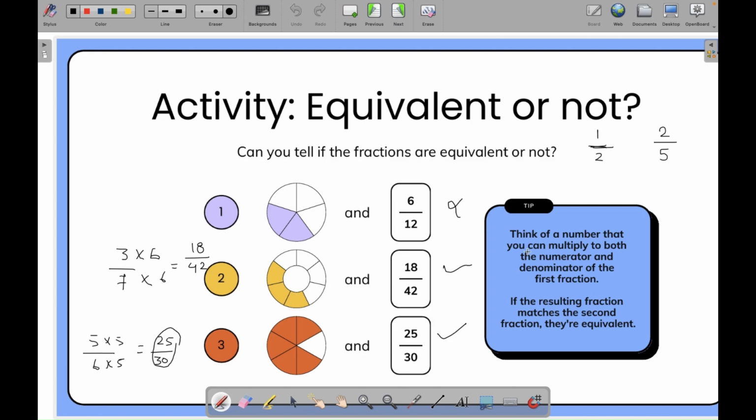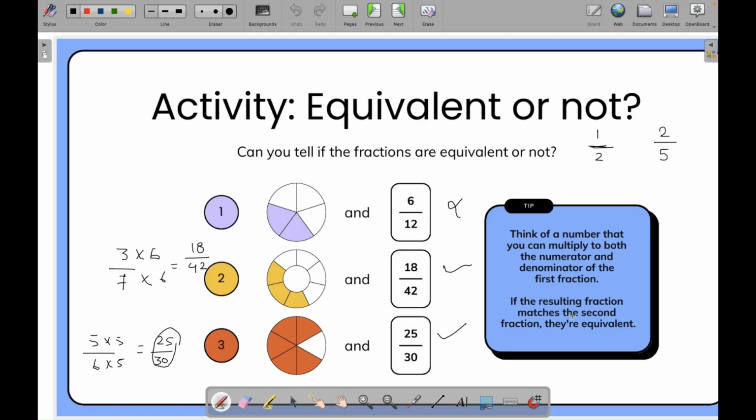So what is the tip? Think of a number that you can multiply to both the numerator and denominator of the first fraction, which is usually smaller. So of the smaller fraction, we need to think of a number that I should multiply so that I am able to match the numerator or the denominator of the second number, which is larger.